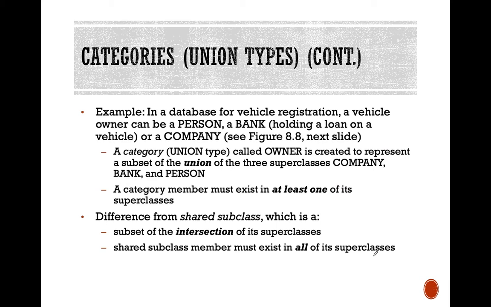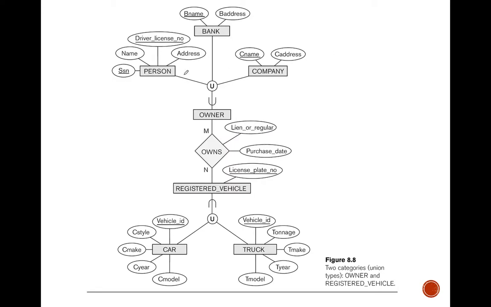For example, we have a database for vehicle registration. For each vehicle there is an owner. Now this owner can be a person, a bank, or a company. So you can see that the owner can be a person, bank, or company.